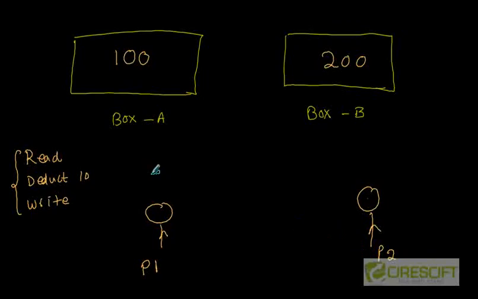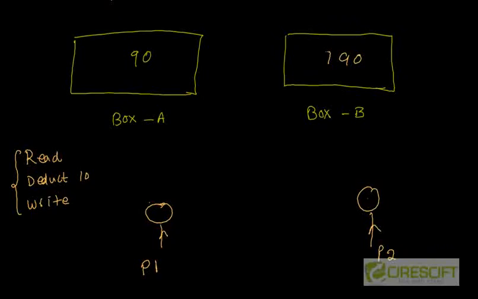Now I ask P1 to go to box A and I ask P2 to go to box B. P1 is going to read 100, deduct 10, which makes 90, and then write that 90 to box A. So what I'm going to see here is 90. Similarly, P2 goes to box B, reads 200, subtracts 10, and gets 190. So far so good, everything is just fine, whatever we expected.